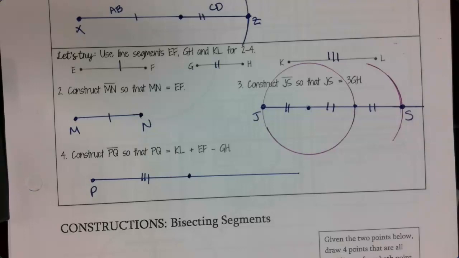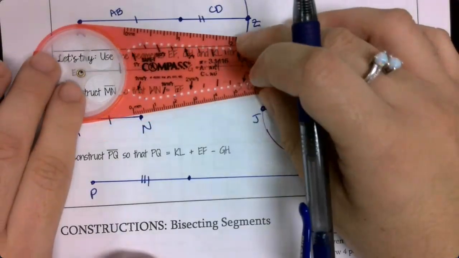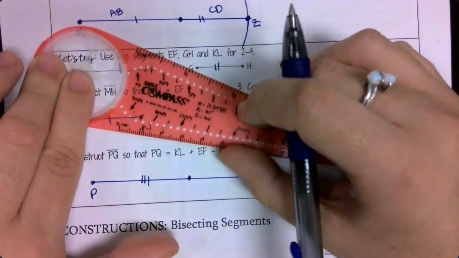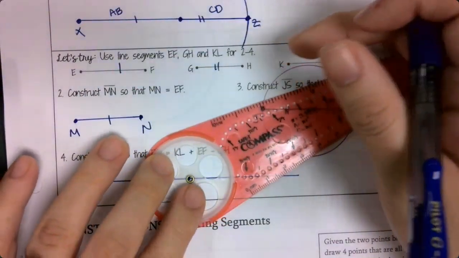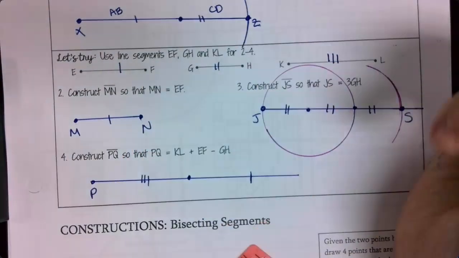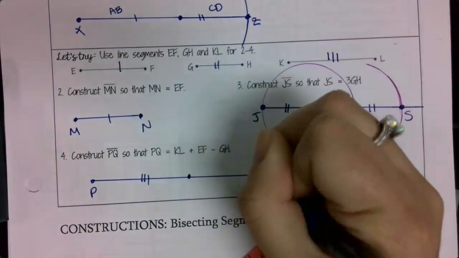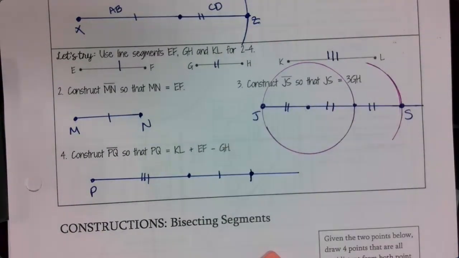Then I need to add EF. So I'm going to line up my golden piece to EF, and then copy that over. So I marked where it crossed. I'm going to draw a point right there. So between those two dots is E to F.